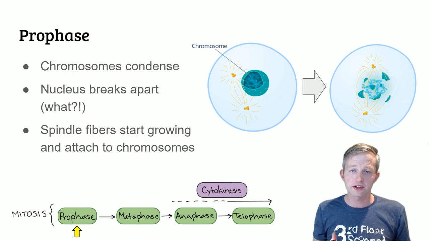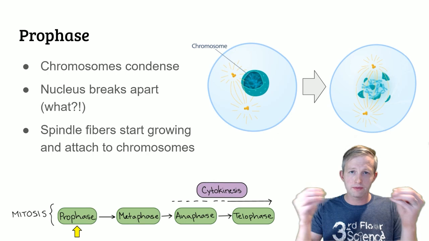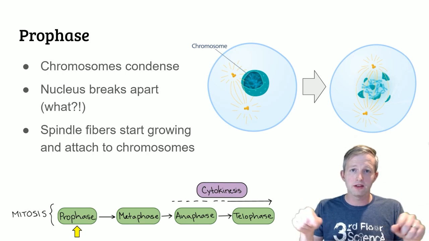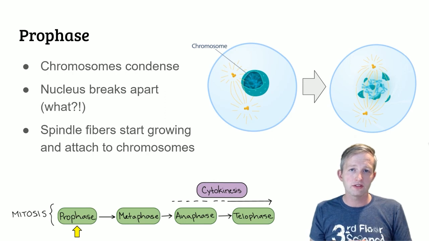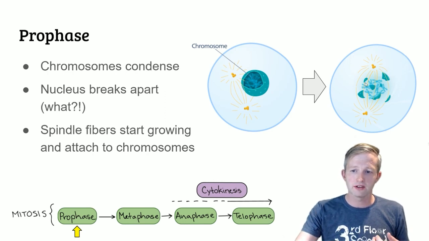The nucleus then actually breaks apart, and that might seem surprising because the whole point is that we want to get a new nucleus. But in order to start moving these chromosomes around and to get them to opposite sides so that we can make two nuclei, we're going to have to break the one we've got. So the nucleus itself actually breaks apart, and here you can see that happening.